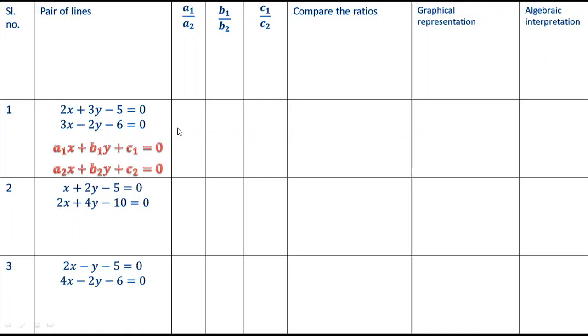Now write the ratios. You can write the ratios easily. See here. This is a1 by a2, 2 by 3. So a1 by a2 is equal to 2 by 3. b1 by b2 is equal to plus 3 by minus 2. You have to write the constants along with the signs. That is 3 by minus 2. That is also equal to minus 3 by 2. And c1 by c2 is equal to minus 5 by minus 6. Minus by minus is plus, so 5 by 6.